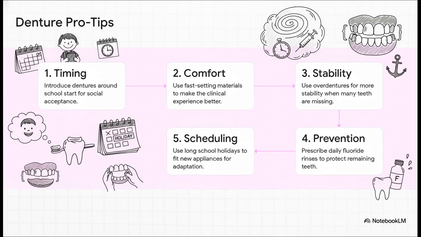First, timing is everything. Try to get them into their first appliance right around when they start school. It helps so much with social acceptance. Second, make their lives easier. Use fast-setting impression materials so they're not gagging in the chair. Third, for those really complex cases, think about an overdenture. It clicks onto the few teeth they have and is way more stable. Fourth, fluoride. Daily, non-negotiable. And finally, be smart with your scheduling. Use the long summer holidays to make a new appliance. It gives the kid plenty of time to adapt without the stress of school.